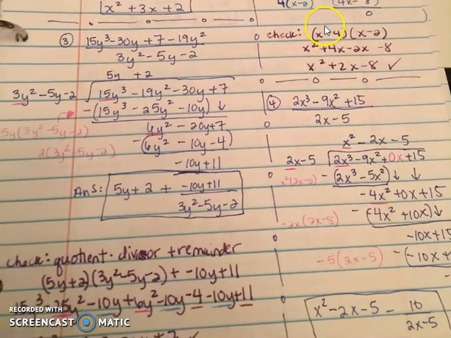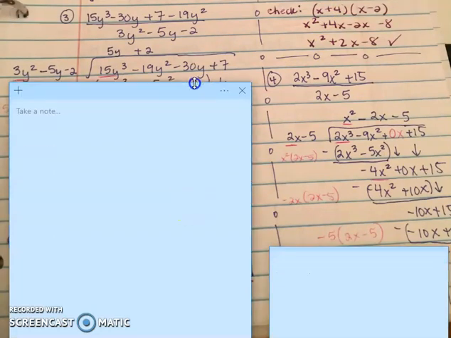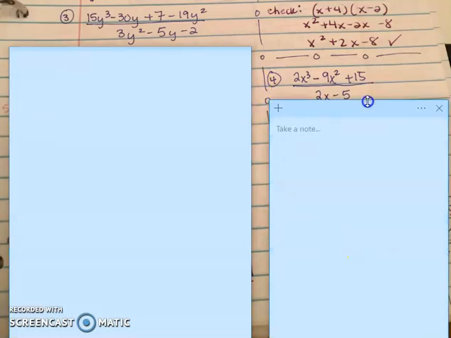For example 3 now. This one is a bit of a tough one. So in example 3, we're taking 15y cubed minus 30y plus 7 minus 19y squared. And we're going to divide that by 3y squared minus 5y minus 2.